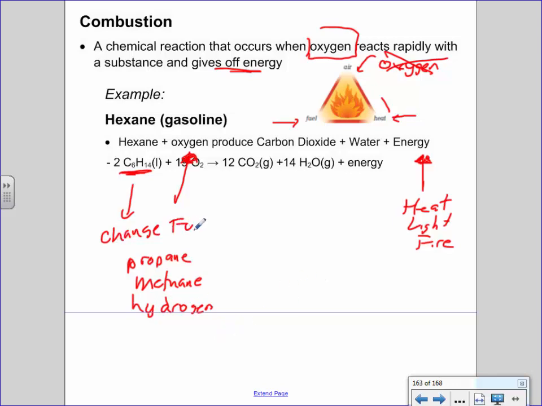You can change the fuel out to something else, but it always involves oxygen gas. There's one more thing about it, though.